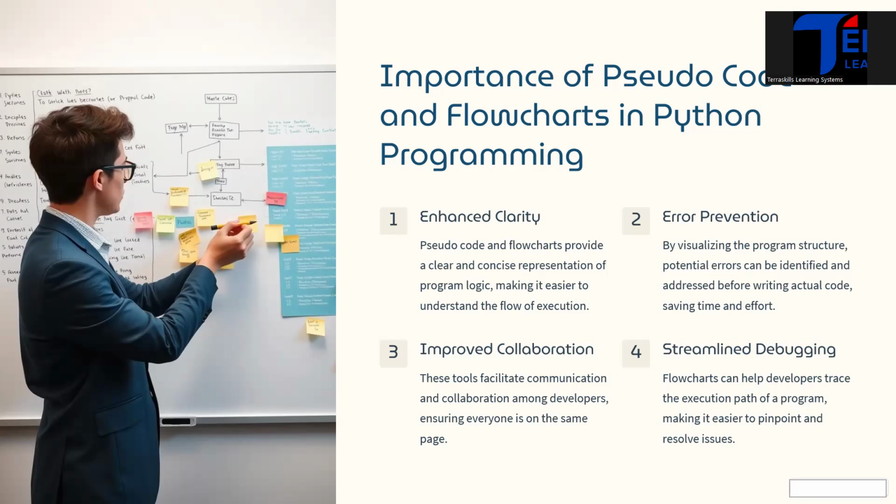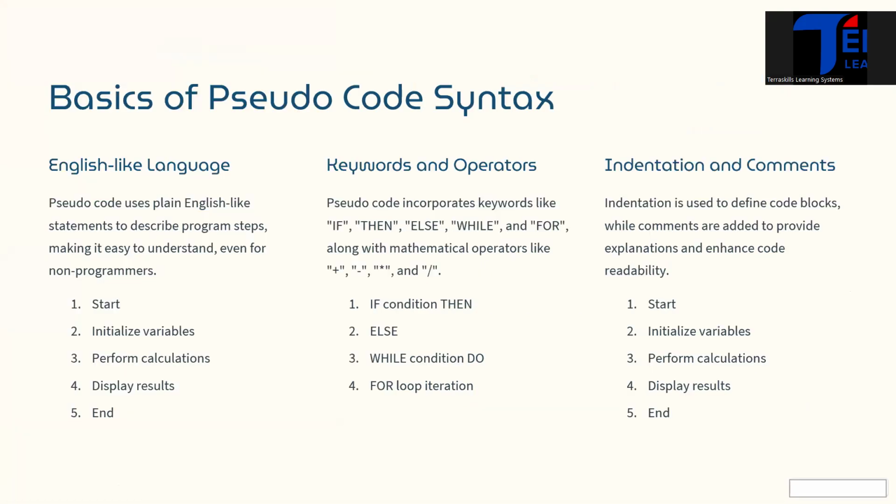The second one is error prevention. By visualizing the program structure, potential errors can be identified and addressed before writing actual code, saving time and effort. The third one is improved collaboration. These tools facilitate communication and collaboration among developers, ensuring everyone is on the same page. Then streamlined debugging. A flowchart can help developers trace the execution path of a program, making it easier to pinpoint and resolve issues.